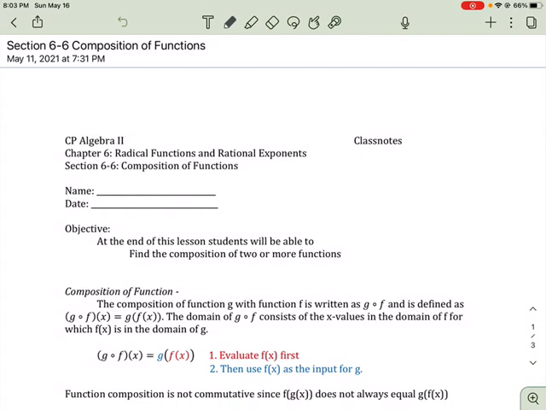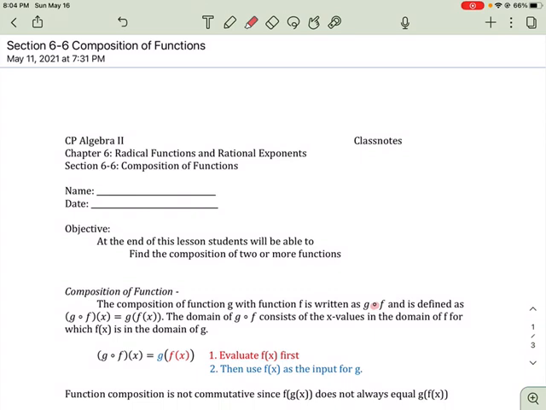Here's our formal definition. The composition of a function g with function f is written as g composed of f. This little circle means composition and is defined as g composed of f of x is equal to g of f of x, where the domain consists of all the x values in the domain for f for which f of x is in the domain of g. We're not going to focus on domain, but that's part of the definition. So g composed of f is equal to g of f of x.